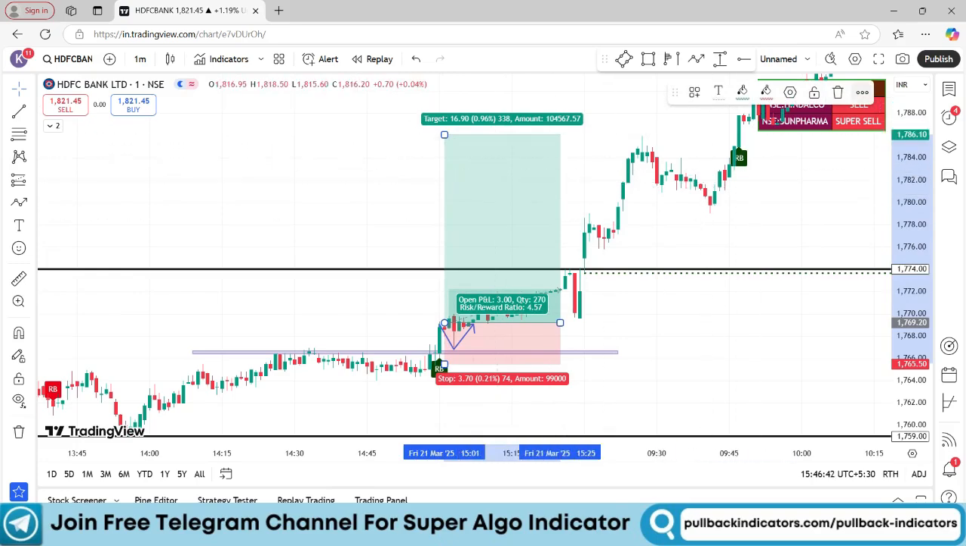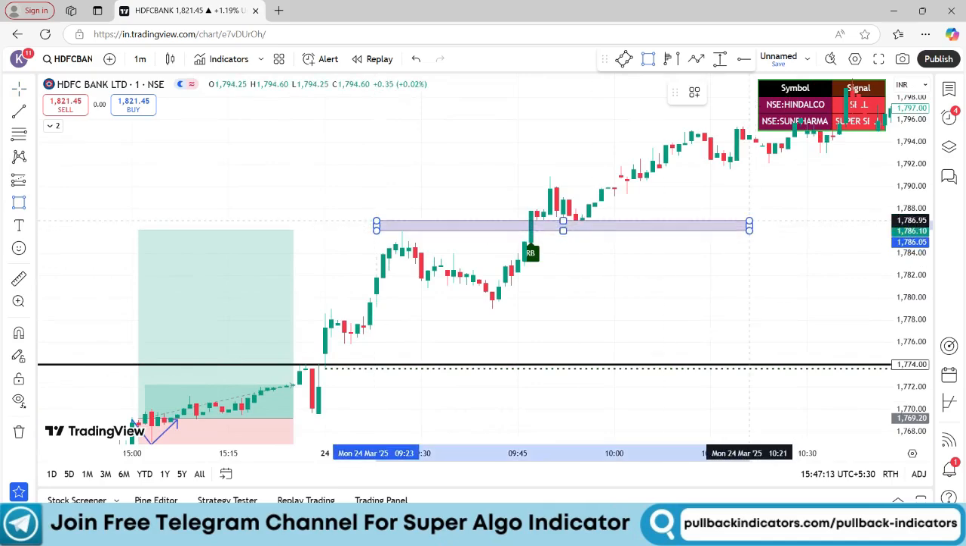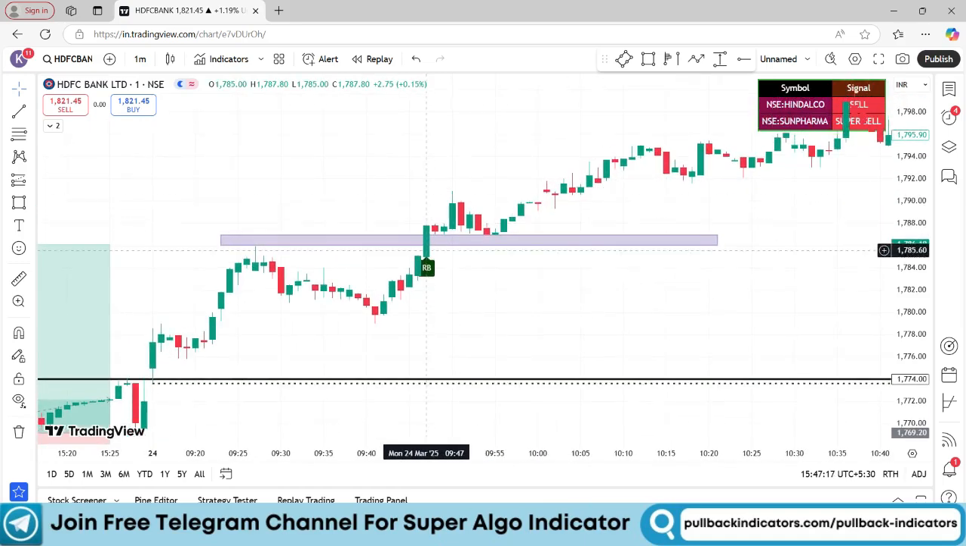Okay, so let's see one more example. We can draw a small level on the specific zone, right? Let's draw a level here. It's a big momentum candle, so I have drawn a level. Now what happened? Price broke the level, right? It came down, and it retested on the specific zone only.